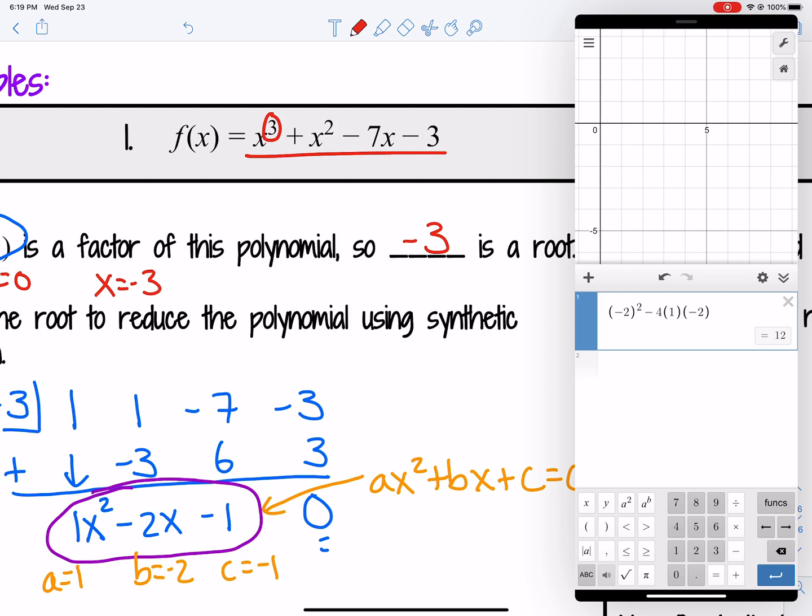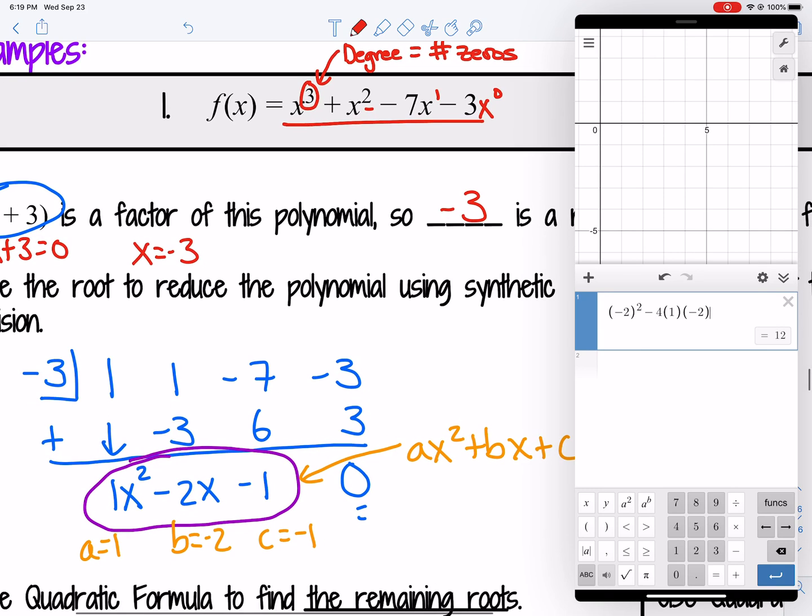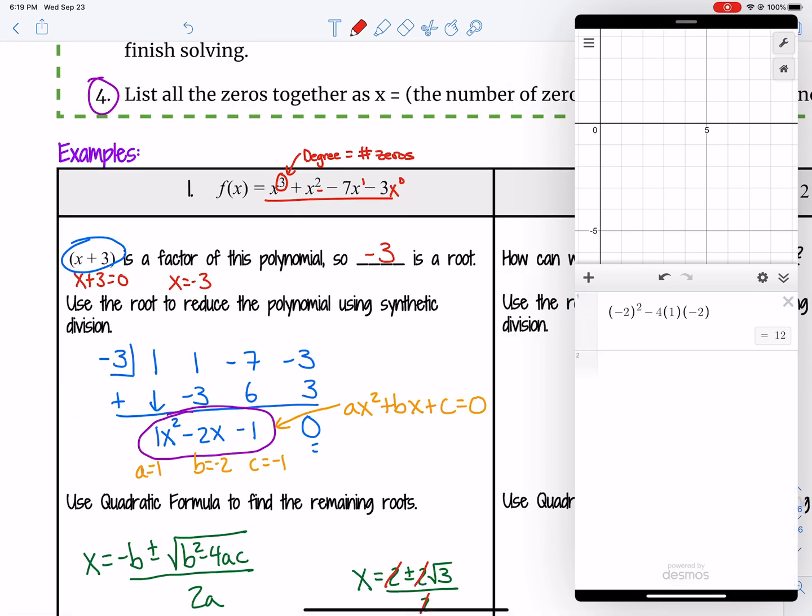So you had a 3, a 2, a 1, and then technically you had a 0 at the end. So it was descending order of exponents, and the highest power was 3. So that's your degree. And that equals the number of zeros we're looking for. So zeros are the same thing as roots and x-intercepts.